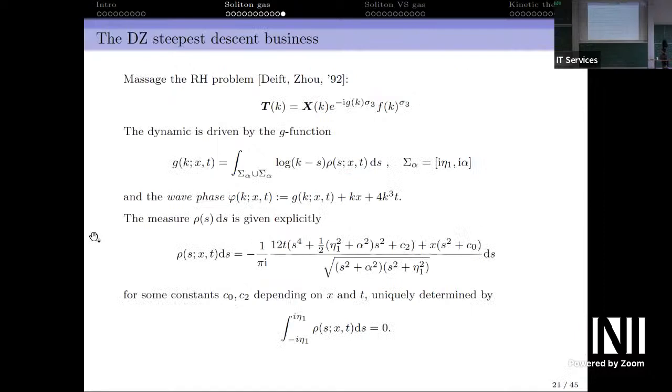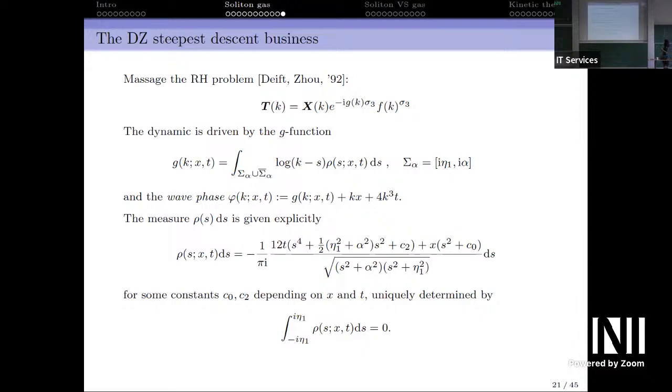So once we know how to divide the asymptotics into these three regions, then finally we can use this steepest descent business. We introduce what is called the g function that has to cure the parts of the jumps that are asymptotically big. The g function has many expressions in our paper. This is the one that we like the most because it's a logarithmic integral with respect to some density rho that is completely explicit over here. You can see that the rho depends on x and t, depends also on the alpha, which is implicitly depending on x and t, and depends on the endpoints. And there are two constants here, C2 and C0, that are uniquely determined by this constraint.